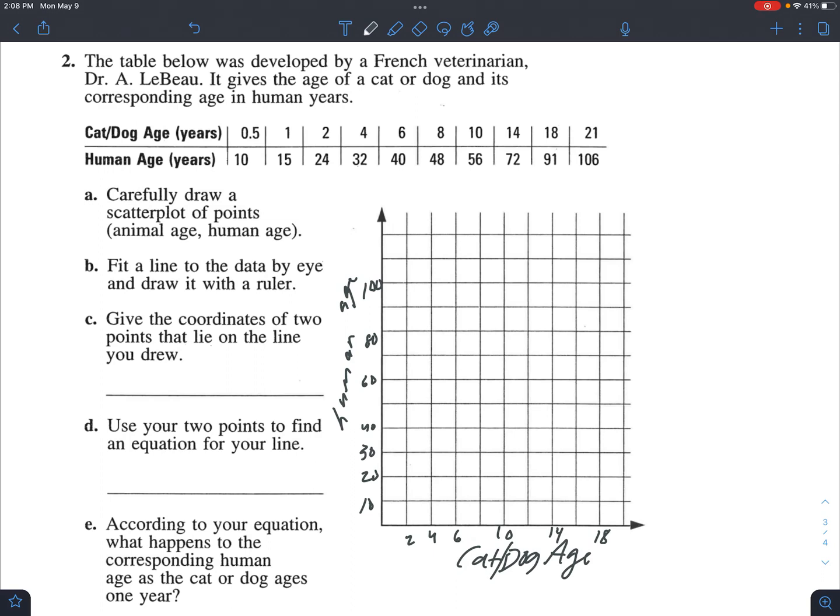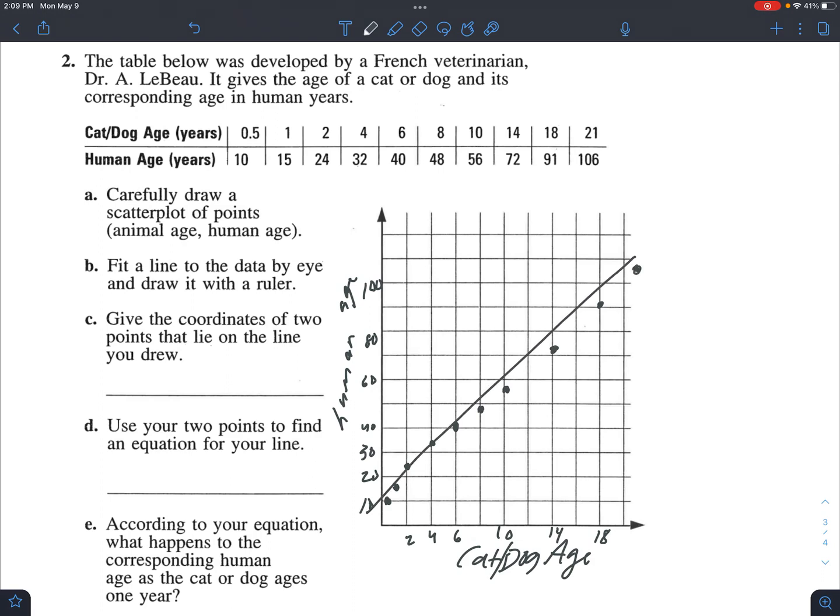So 0.5, 10 is right here. 1, 15. 2, 24. 4, 32. 6 goes to 40. 8 goes to 48. 10 goes to 56. 14 goes to 72. 18 goes to 91. And 21 goes to 106.